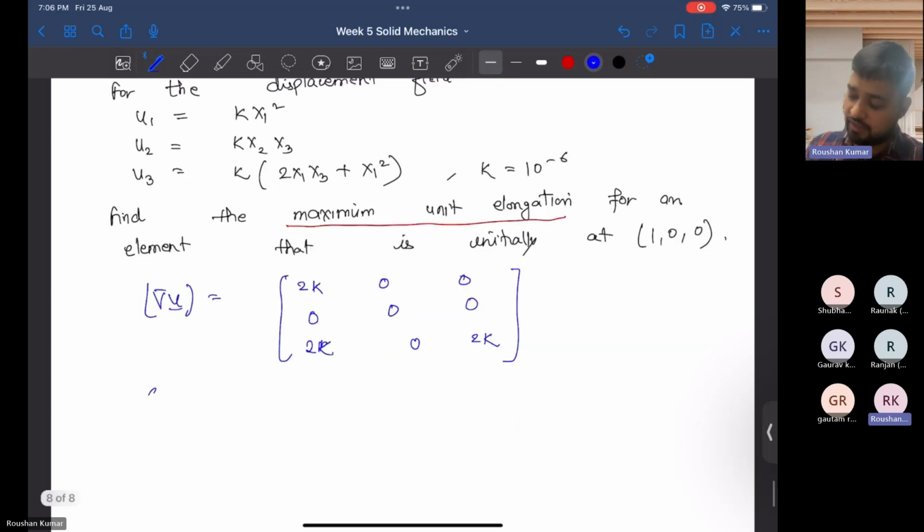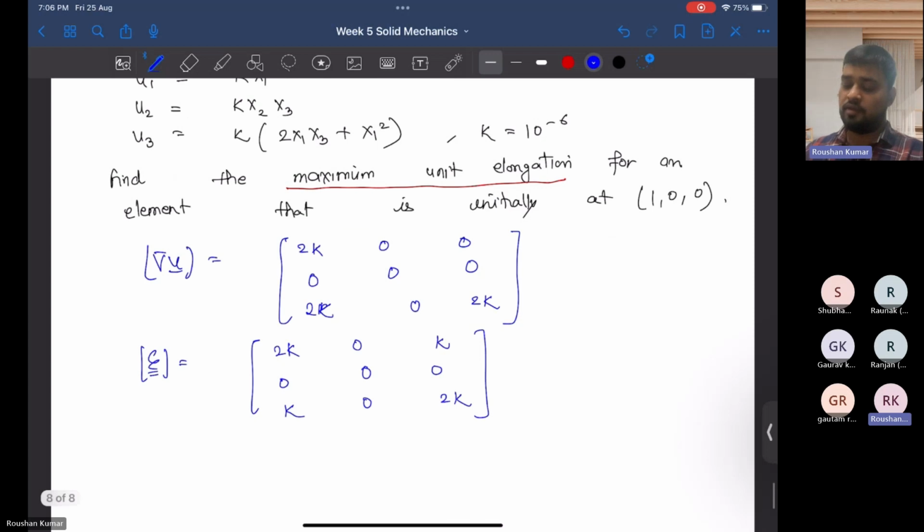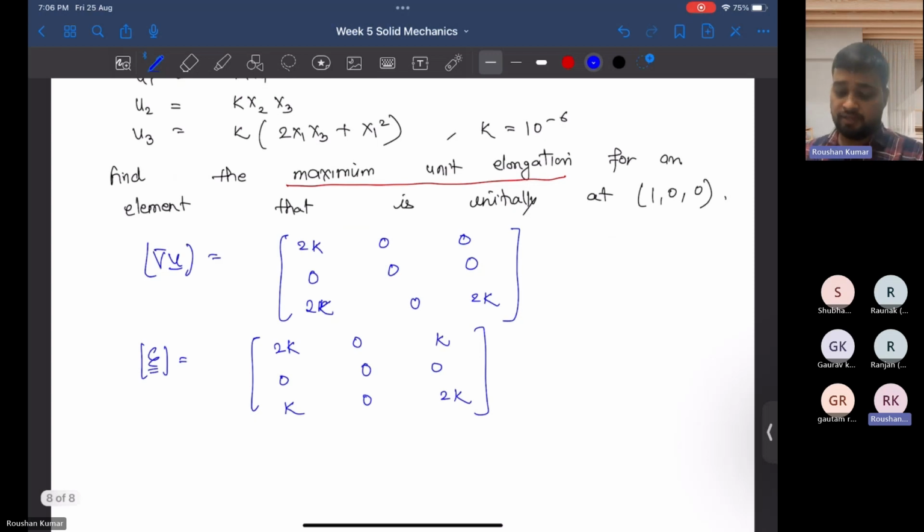Now the strain tensor is half of grad u plus grad u transpose. So 2k, 0, 0; 0, 0, k; 0, k, 2k. So this is the component of the strain tensor.